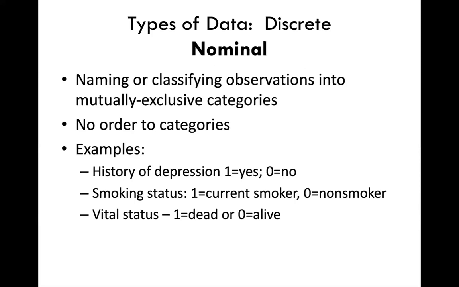Okay, and so you can just look at some different examples, and so whether or not someone has a history of depression, and so the categories here are yes or no. We often, when we're using other types of statistical procedures, will assign values to these like 1 or 0. And so you'll often see that a lot. Other examples are like smoking status. You can be a current smoker, you can be a non-smoker. Okay, or vital status is something we often look at, as someone is either dead or alive. Okay, so this is pretty straightforward.